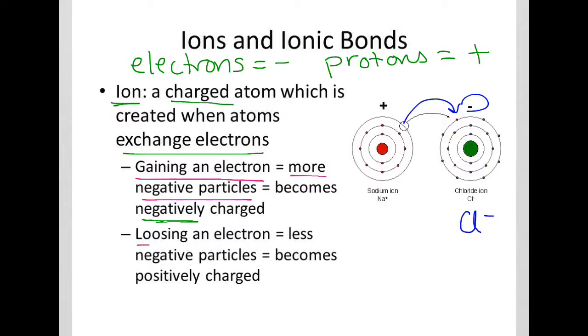When atoms lose an electron, like the sodium atom did when it gave its electron to chlorine, when you lose an electron, you now have less negative particles than you had before, and therefore you become positively charged. So here, sodium gave away its electron, and now it has less negative particles, therefore it is positive.